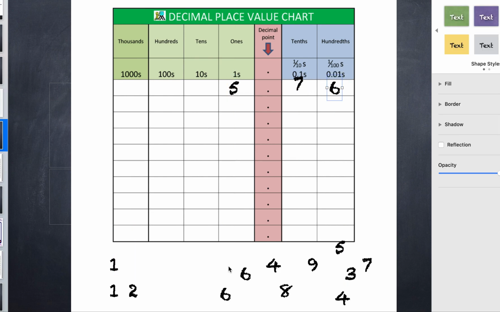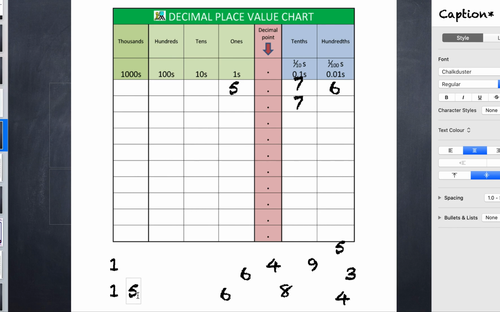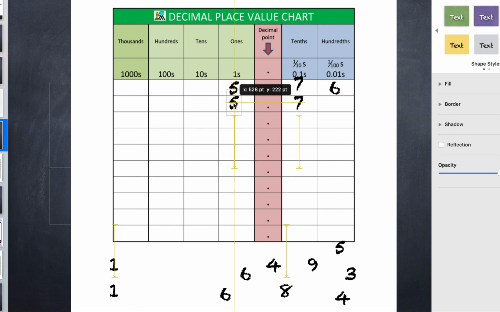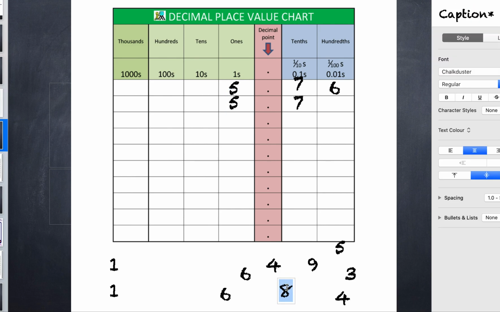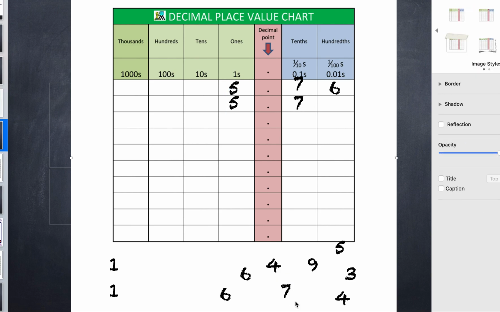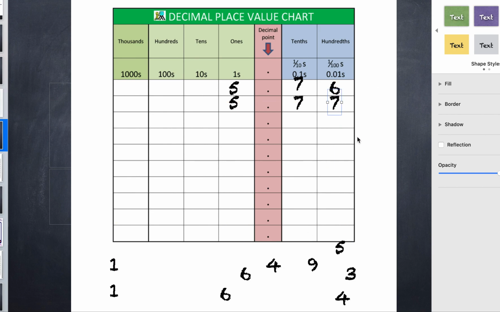So I have 5 ones, 7 tenths, and 6 hundredths. If I'm going to find the number that comes next when I'm going up in hundredths, I don't need to do anything with the tenths. The tenths can stay exactly the same. I don't need to do anything at all with my units or my ones. But I do have to increase my hundredths column. So 6 hundredths plus 1 hundredth is 7. Basic addition, 5.77.